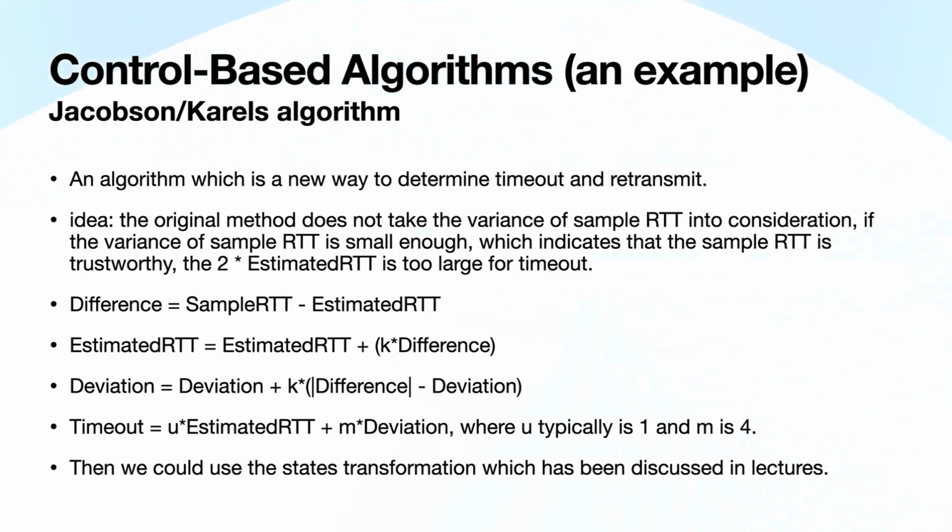This is the Jacobson-Karels algorithm. It is a new way to determine timeout and retransmit. The idea is that the original method does not take the variance of the sample RTT into consideration. If the variance of the sample RTT is small enough, which indicates that the sample RTT is trustworthy, then 2 times the estimated RTT is too large for a timeout. So this is the algorithm to calculate the new timeout. And then we can use the state transformation, which has been discussed in the lectures, to determine the increase and the decrease of the congestion window.